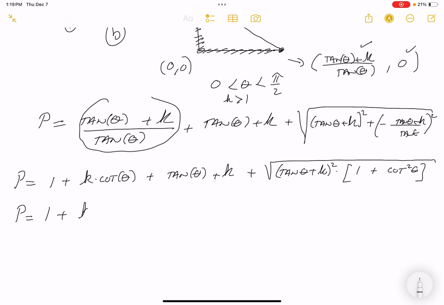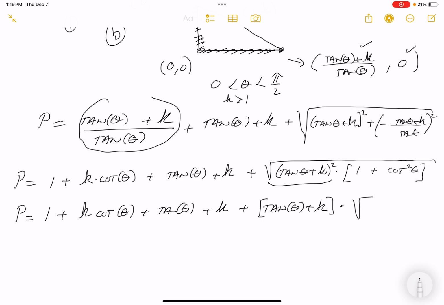1 plus k cotangent theta plus tangent theta plus k plus, I'm removing the square root there, because the square root of that is just tangent theta plus k. That's a positive number, so I'm not worried about it. In other words, no absolute value symbol. And then I have this square root of 1 plus cotangent squared.